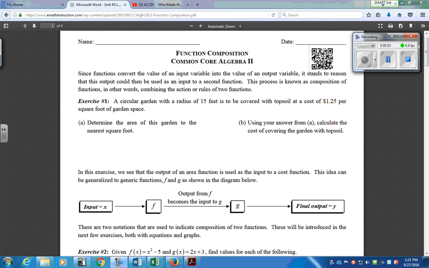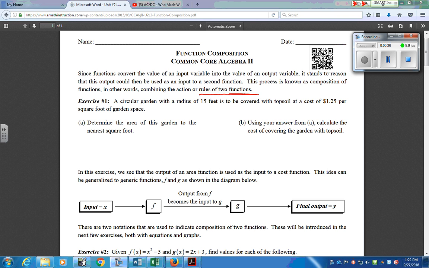Hey guys, we're going to look at how to do a function composition. So pretty much the idea behind this is that sometimes in math, when you have to find an answer, it's not just a one equation process. There might be multiple equations. So a composition is kind of the combinations of rules of two separate functions, kind of like it says right here.